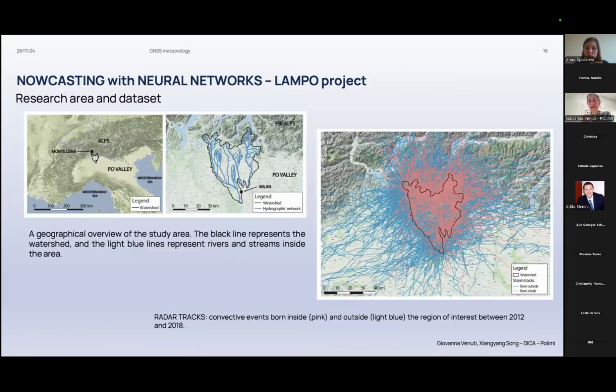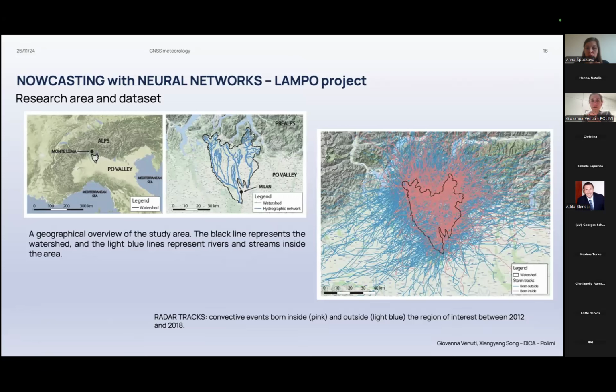Another application that we have worked on in the past, and we are still working on in a project that is currently ongoing, is the use of GNSS together with the standard meteorological observations and the radar observations to detect the occurrence of convective rains. This means that GNSS alone is not sufficient to detect those phenomena, but it can improve the prediction.